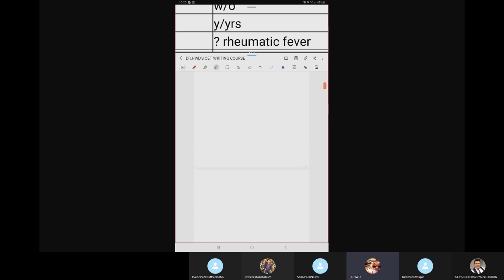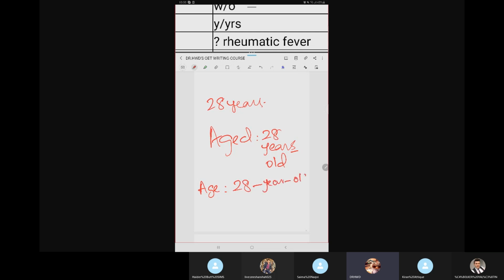One more thing is that when you're writing the age. So when you're saying the person is 28 years, if you're writing AGED colon, then you're writing 28 years old. When you're writing AGE, then you're writing 28 hyphen year hyphen old. There is no S in here. So when you write this in the paragraph of introduction, I recommend you write like this. Clear?